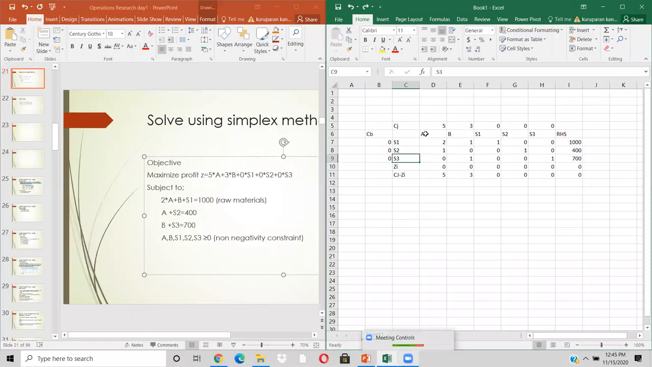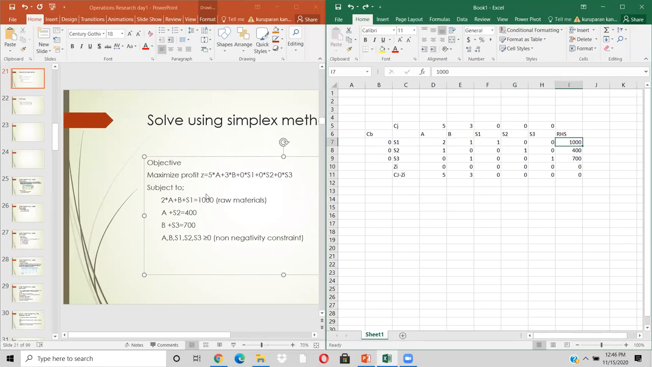Okay, fine. Then, guys, do you understand how I write it here? For the first constraint, the coefficient of A is what? 2. That's why here 2. Similarly, in the first constraint, what is the coefficient of B? That's 1. That's why I put 1 here. Similarly, in the first constraint, what is the coefficient for S1? That's 1. There's no S2 here, so that's 0. Similarly, S3 is 0.